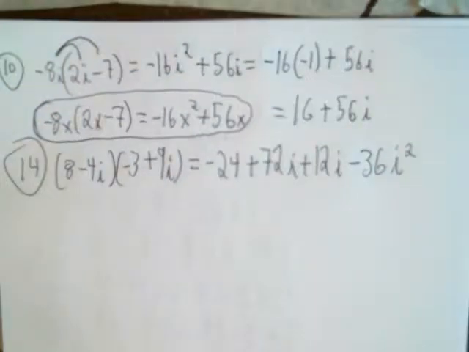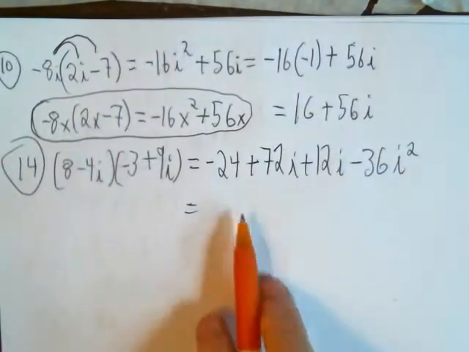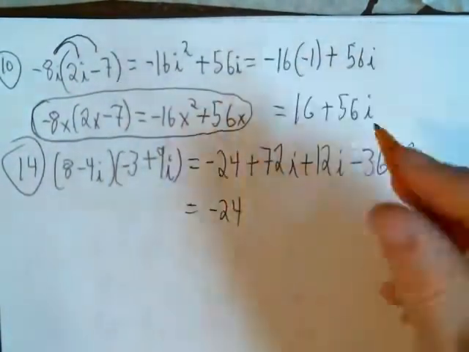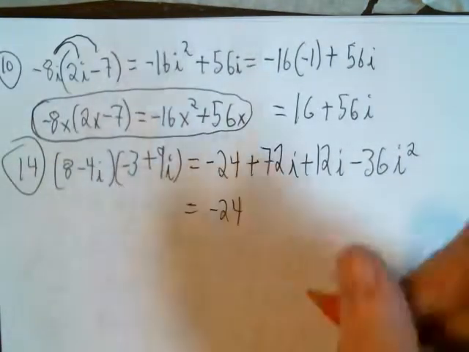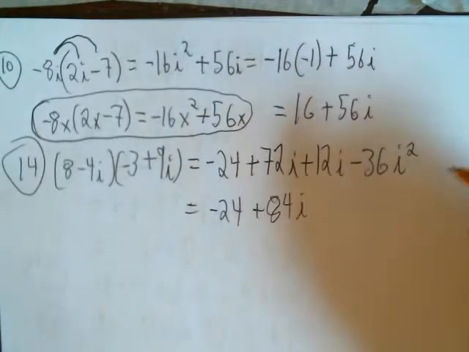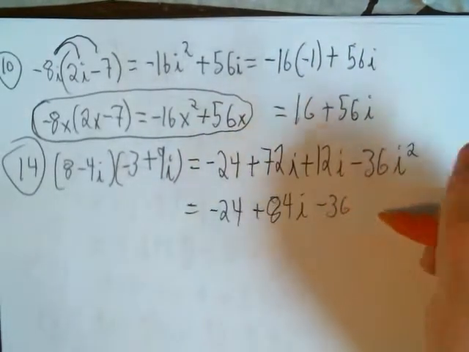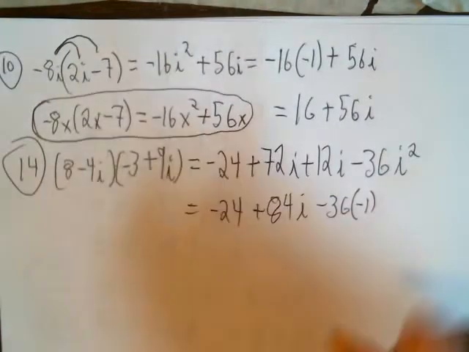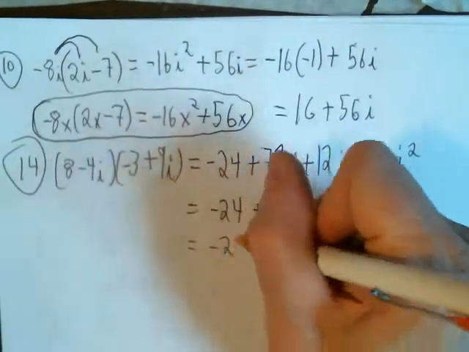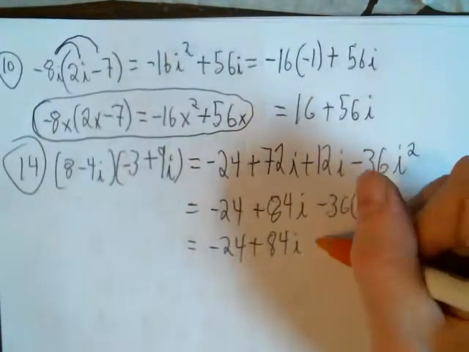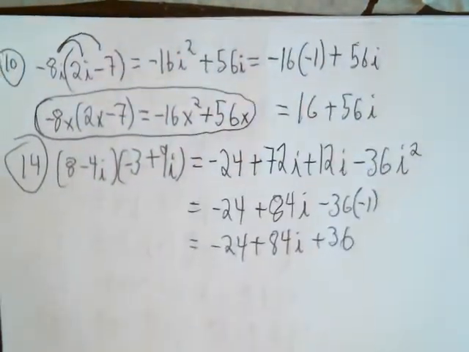Okay, we'll simplify then, combine any constants. Right now all we have is 24. Combine your imaginary numbers together. That'll be 84i. And then minus 36i squared. I squared we'll replace with negative 1. Okay. So we'll have negative 24 plus 84i plus 36.